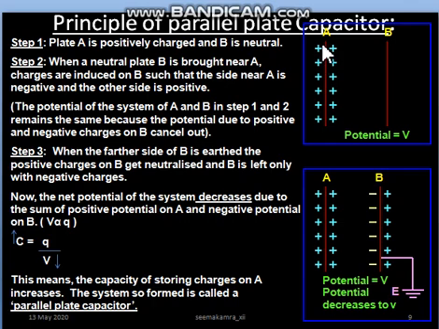First of all, to make this parallel plate capacitor, we have to take a positively charged plate A, and we have to take a neutral plate B near it. So initially the voltage produced by charged plate at location of B is V. V voltage is produced. Now what happens?